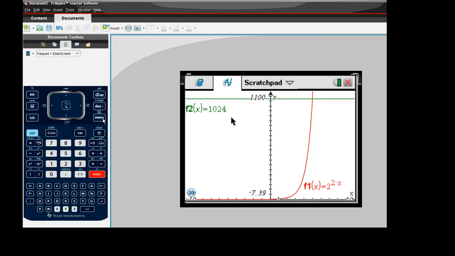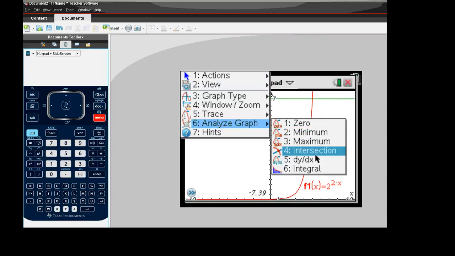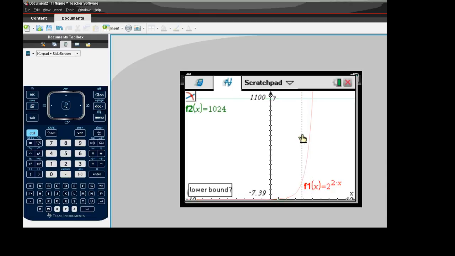So one way of doing that is I could go to Menu, Analyze, Intersection, lower bound, click on the left, upper bound, click on the right. And you can see it says 5, 1.02 e to the plus 3. That's just scientific notation. So our solution here is x equals 5.